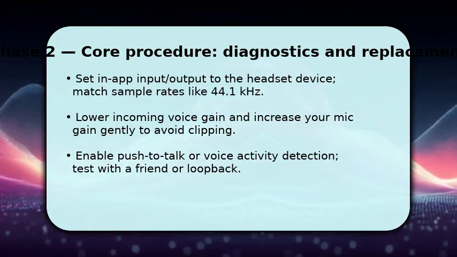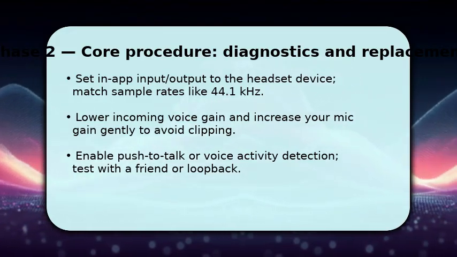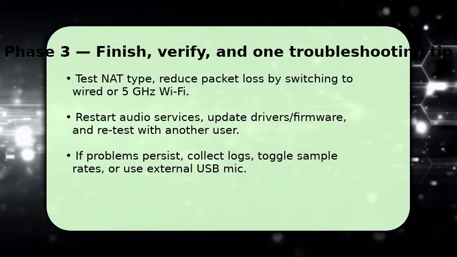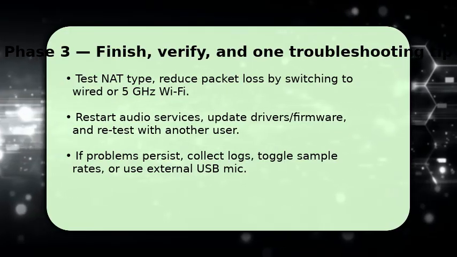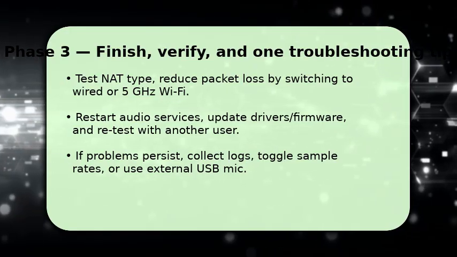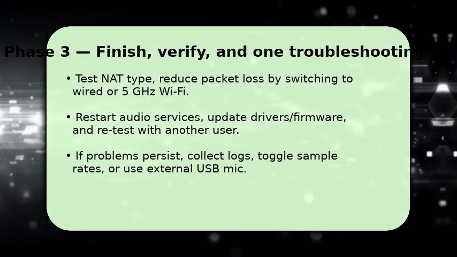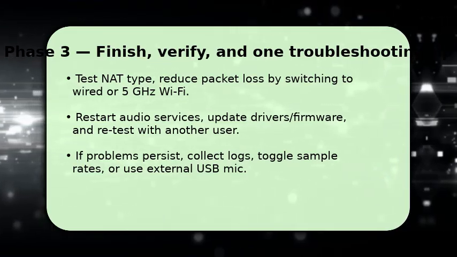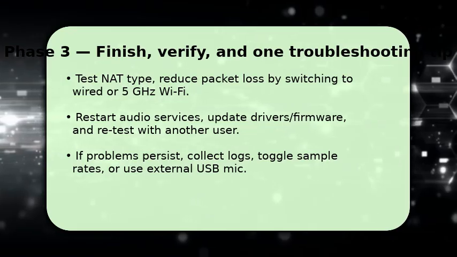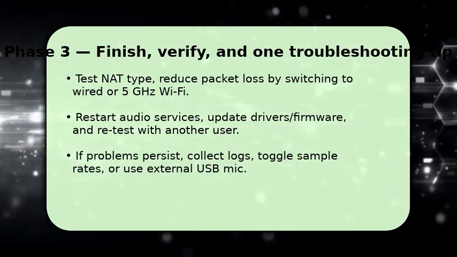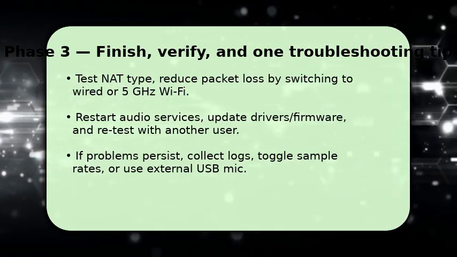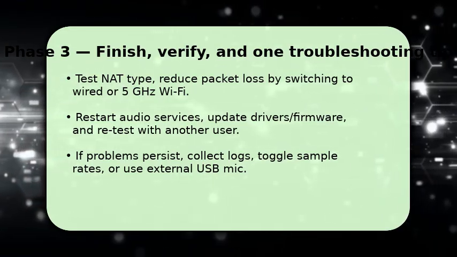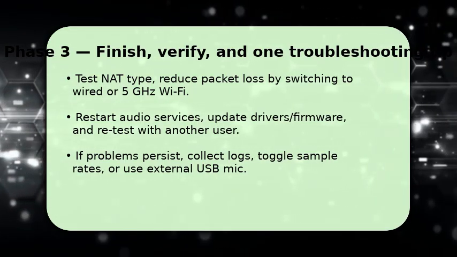Finish by validating your network and system services. Check NAT type and packet loss. Switch to wired or 5 GHz Wi-Fi to lower latency and jitter. Restart audio services or the entire device and apply driver or firmware updates for the headset. Retest with another user to confirm success. If you still hear issues, collect logs, try toggling sample rates, or plug in a simple USB mic to isolate hardware faults.